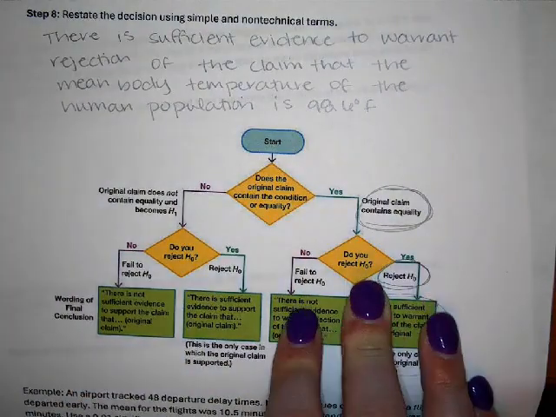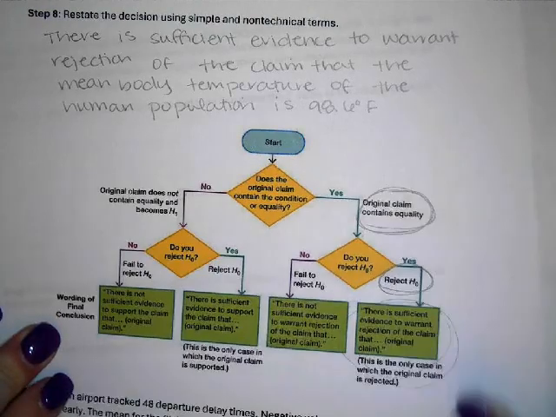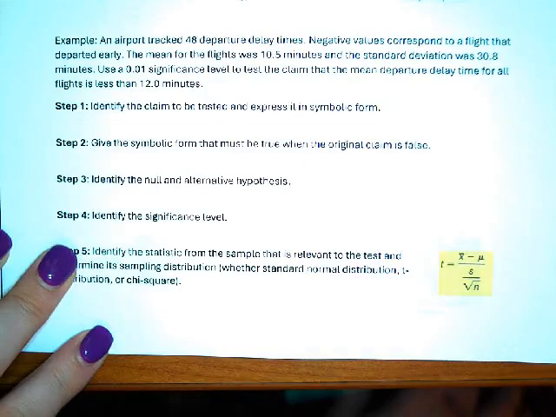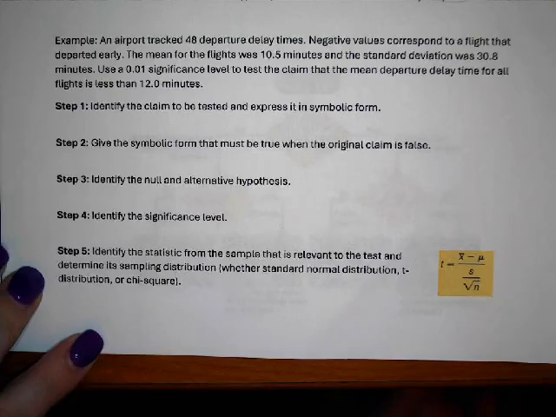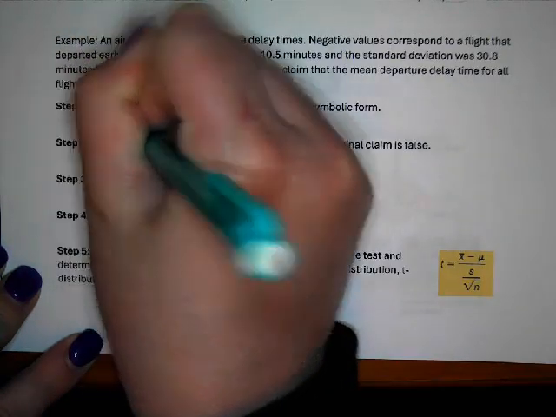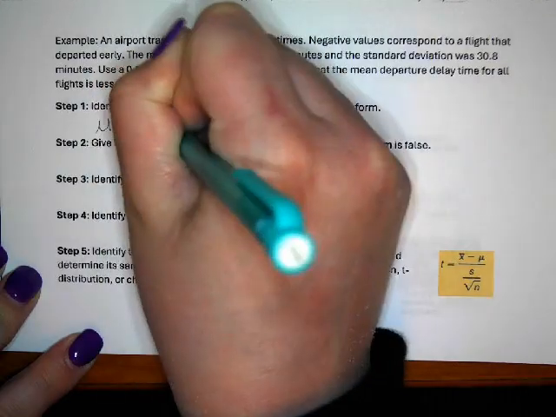All right, let's try the next example. So this one says, an airport tracked 48 departure delay times. Negative values correspond to a flight that departed early. The mean for the flights was 10.5 minutes and the standard deviation was 30.8 minutes. Use a 0.01 significance level to test the claim that the mean departure delay time for all flights is less than 12 minutes. So the mean is less than 12 minutes is the claim to be tested.